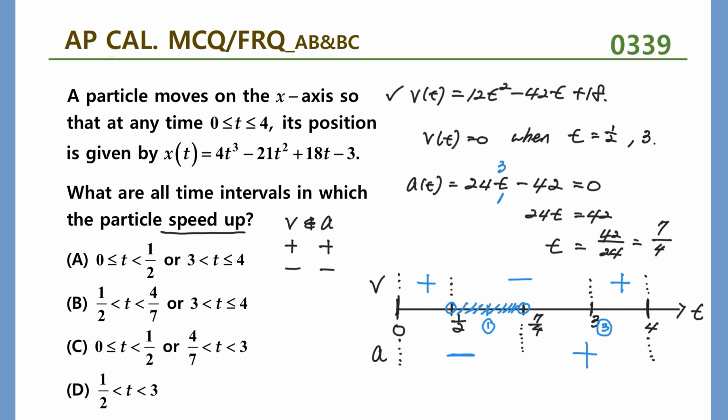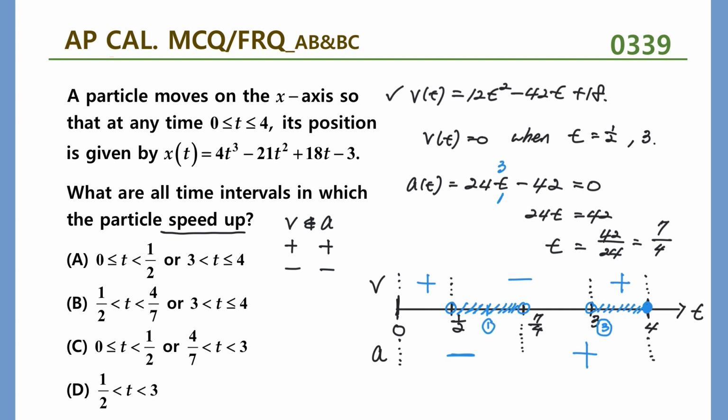Okay, so this interval right here, velocity is negative, but acceleration is positive, right? But this interval right here, they're both positive, right? So from here all the way to here. But we have to include 4, right?